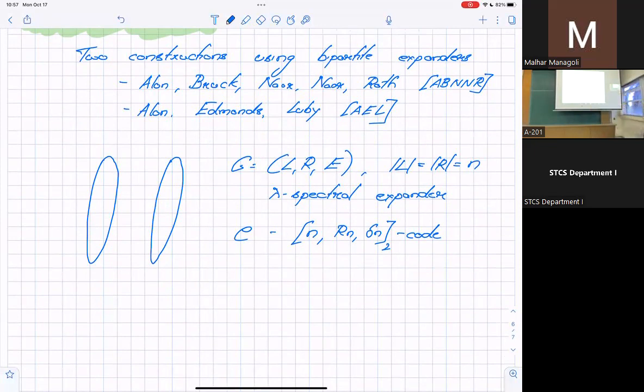So what's one natural thing to do? Take any code word, c1, c2, and so on. You can label these vertices with the code word.